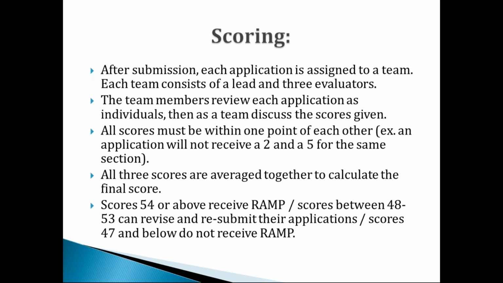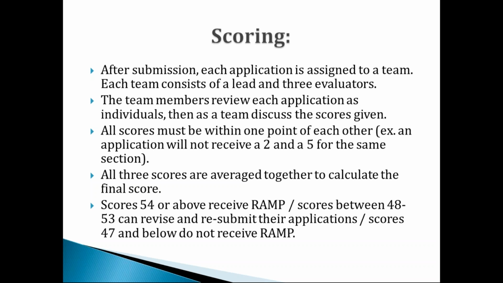When we go through those, we each give our own score. We do that individually. So the team members all review the applications individually. And as a team, we then had a conference call where we would go through all of the scores that we had given. Now, all of the scores have to be within 1 point of each other. So, as I put in here in the example, an application will not receive a 2 and a 5 for the same section. The 5 would have to come down, or the 2 would have to go up, or both. So every score has to be within a point. All 3 of the scores are averaged together to calculate the final score.